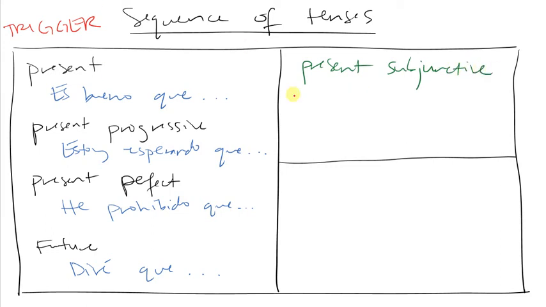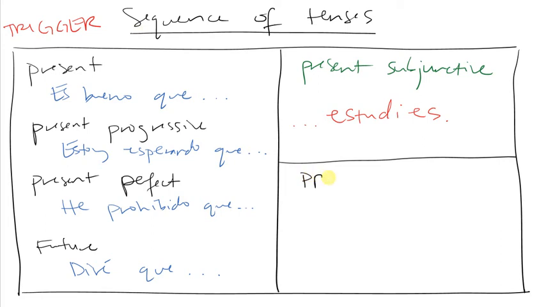So we're going to use the tú form, and we're going to use the verb estudiar. So remember, to form the present subjunctive, go to the yo, drop the o and add the opposite ending. So the yo would be estudio, and the opposite ending would be estudies. So, es bueno que estudies. It's good that you study. Diré que estudies. I will tell you to study. If you use any of these tenses, you're going to use the present subjunctive.